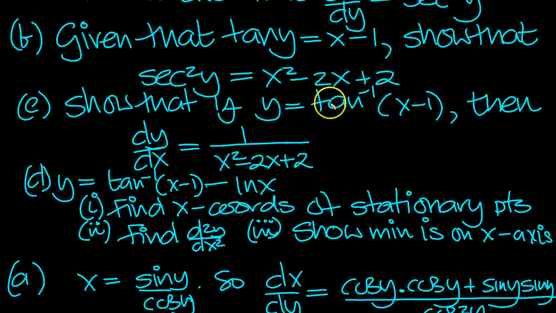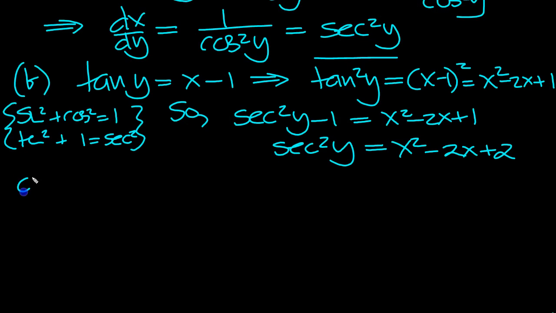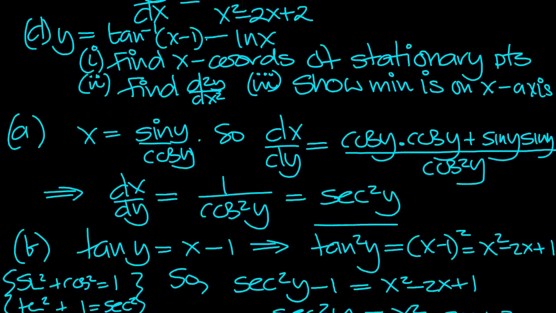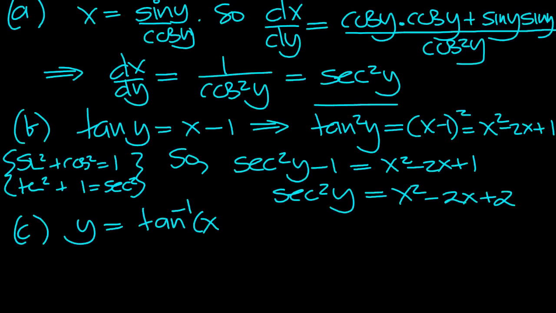So we've done that. Show that if y is equal to arctan of (x minus 1), then dy/dx is equal to that. So we want dy/dx from this, part C. So y is equal to arctan, or inverse tan, of (x minus 1). We want dy/dx. Just trying to remember the x minus 1. Remembering the question does help. So let's have a look at this then.